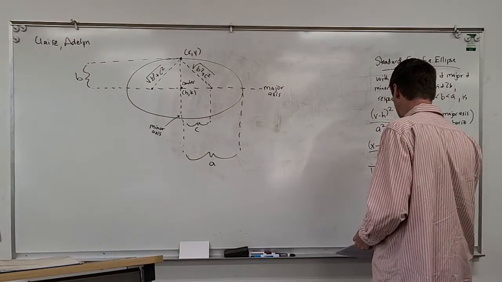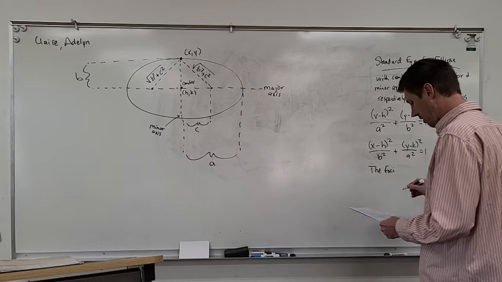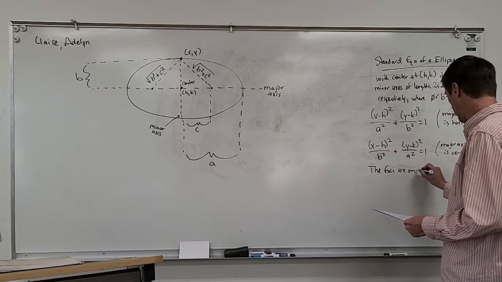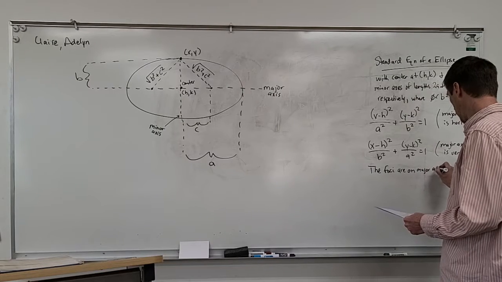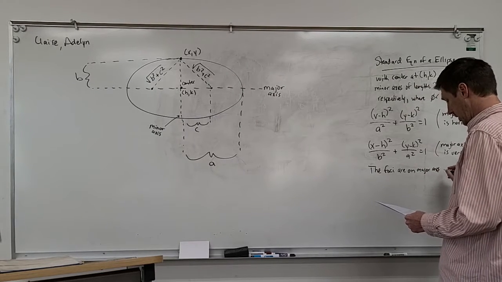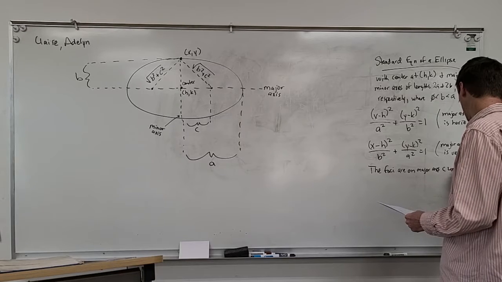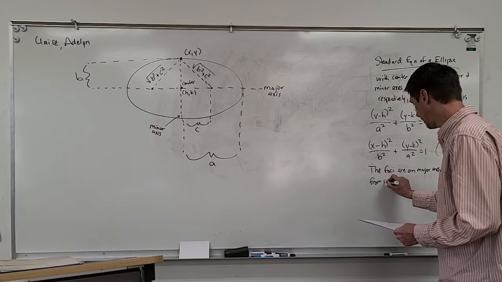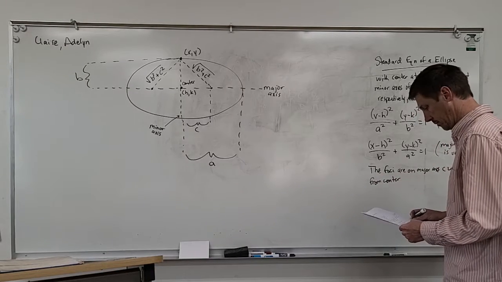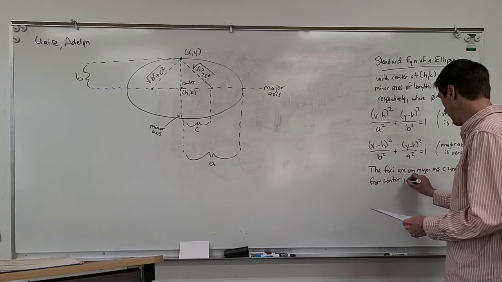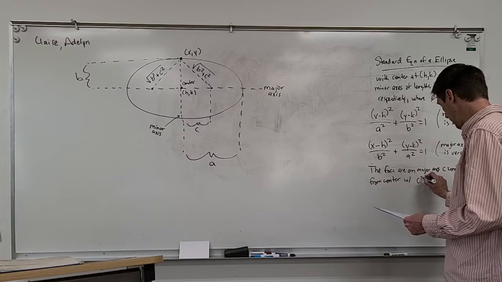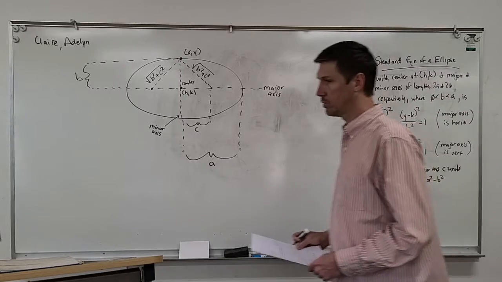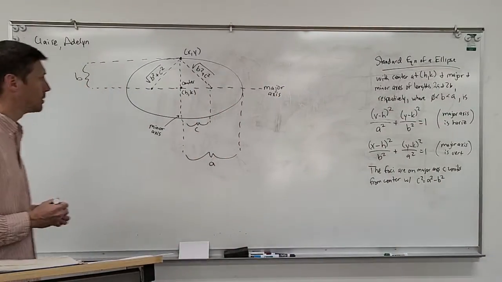So the foci are on the major axis, c units from center, and they match this equation here, c squared equals a squared minus b squared. Looks pretty close to the Pythagorean theorem except for that minus in the middle there.